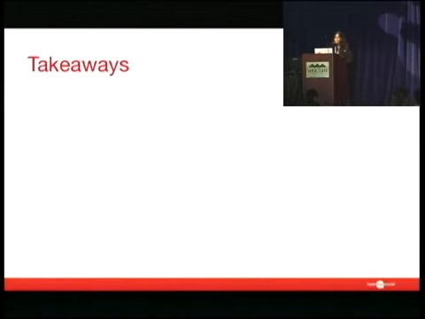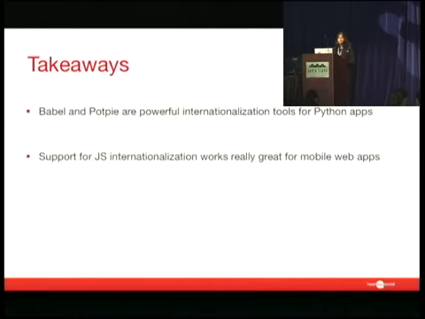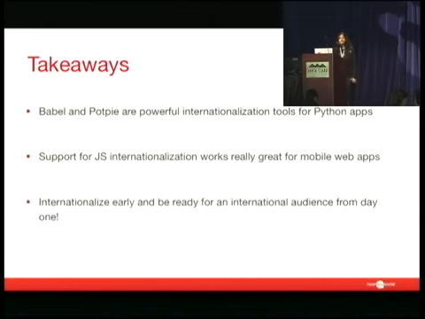So here are some takeaways. Babel and PO files can provide some powerful internationalization tools. Especially with support for JavaScript internationalization, you can get your mobile applications working really well with all of this internationalization infrastructure. Hopefully, by the end of this, I've convinced you that you should internationalize early and make sure that your application is ready to localize from day one.